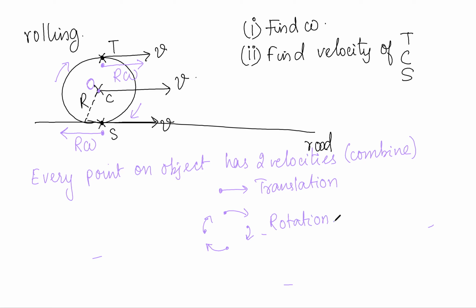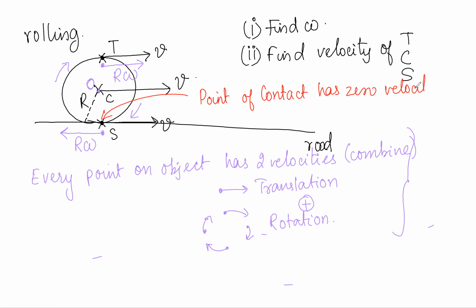Okay, so this is not only because of rolling. Whenever an object is translating as well as rotating, this thing is true. So rolling motion is a special case of translation plus rotation. It's a special case where the point of contact with the surface has zero velocity.